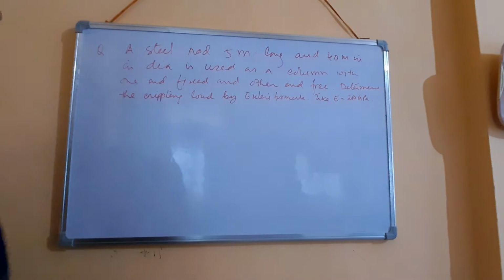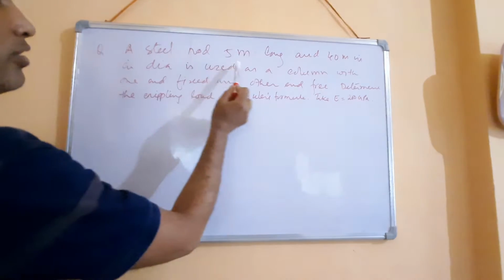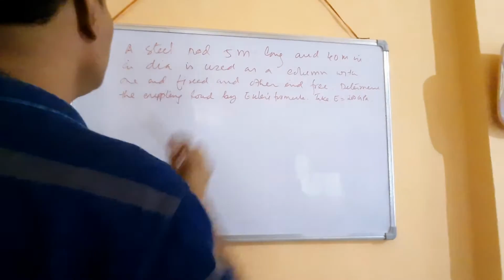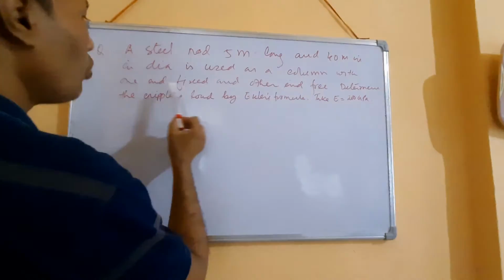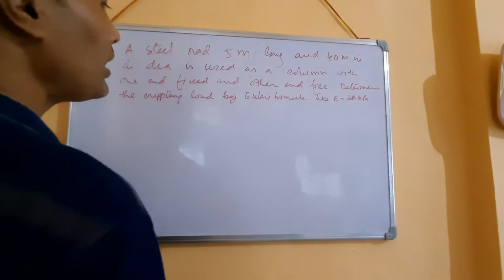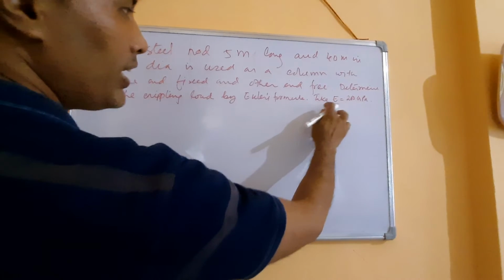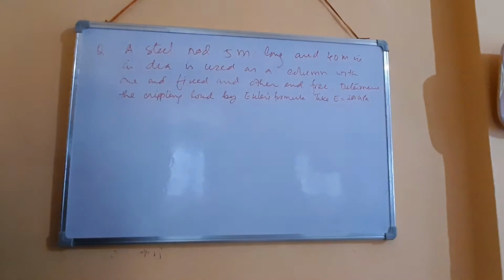Okay, let us solve a question. Given a steel rod 5 meter long and 40 mm in diameter is used as a column with one end fixed and other end free. Determine the crippling load by Euler's formula. And given data is E is equal to 200 GPa.